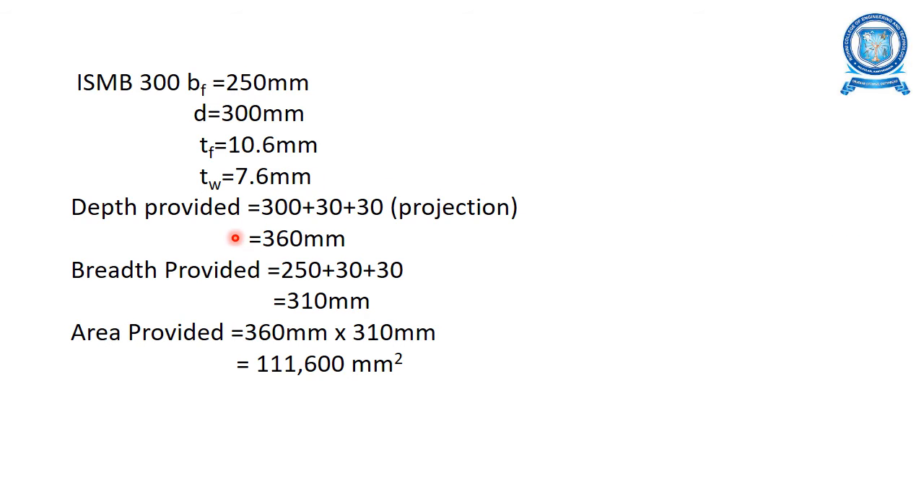So the depth will be provided as 300 plus 30 plus 30, so 360 mm. Breadth will be provided as 250 plus 30 plus 30, so that will be equal to 310. So the area provided is equal to 360 by 310, which is 111600 mm square, the area of the base plate. This value is more than the area required, so we have to use this plate size as 360 by 310.